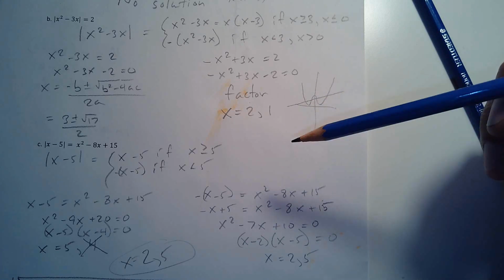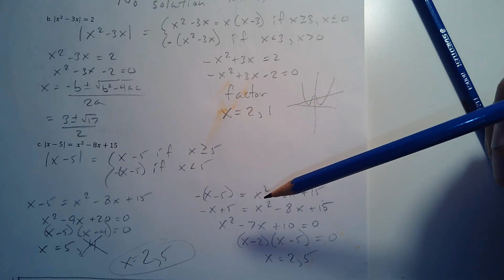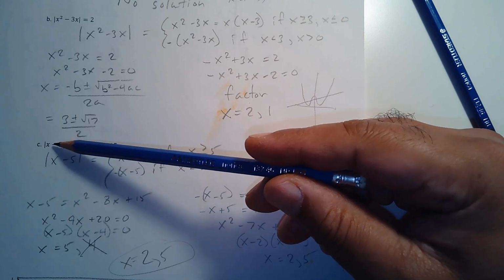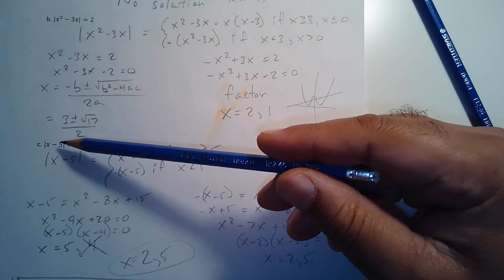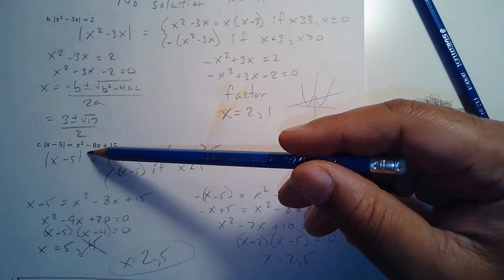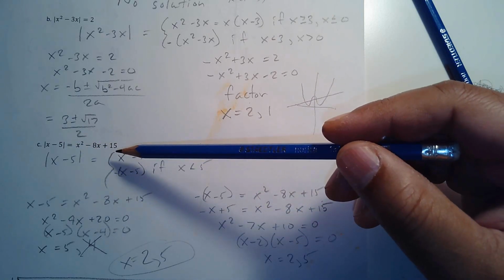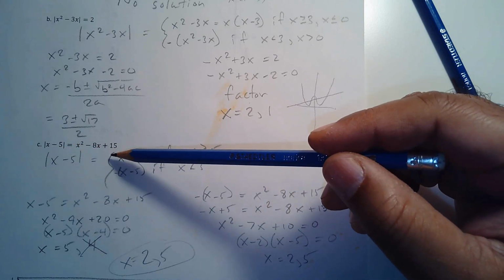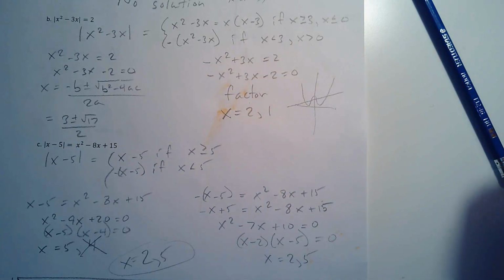And the other way to look at this too, in terms of verifying, is you can put these back in. So if you put 2 in, 2 minus 5 is negative 3, which becomes positive 3 because of the absolute value. And then you put 2 over here, and then you should also get 3. And that shows you the left side equals the right side. Okay, so I'll stop there.